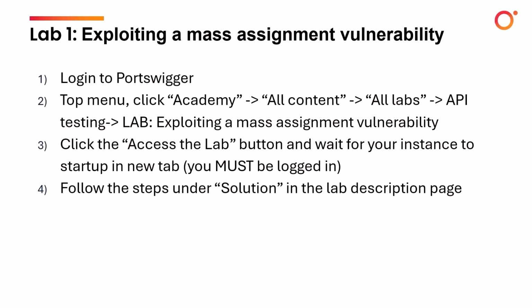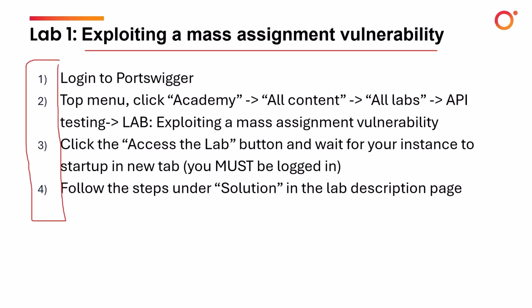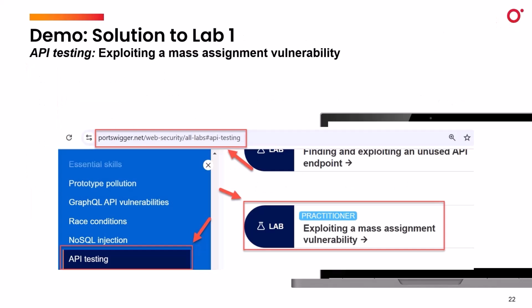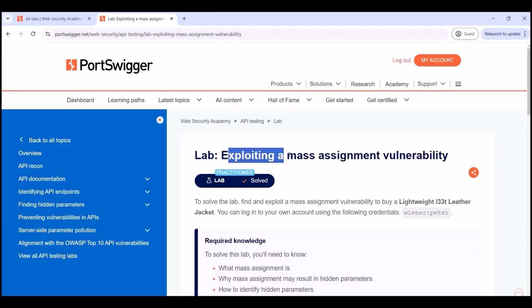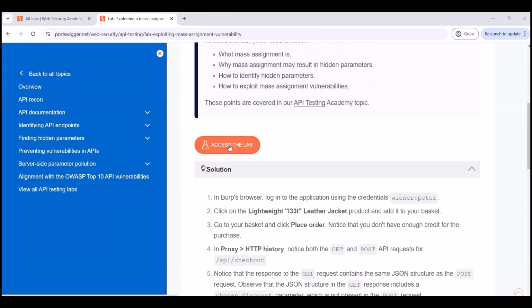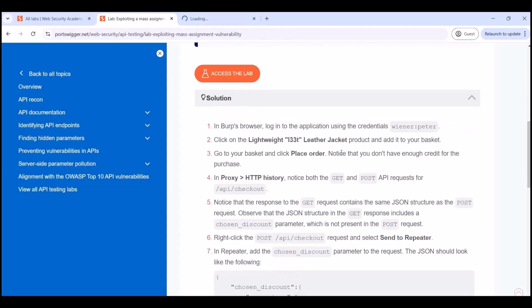The lab that you'll be doing is exploiting a mass assignment vulnerability. These are the instructions you need to follow in order to start the lab. This is the demo for your lab. Now we're going to do the lab on BOPLA, which is exploiting a mass assignment vulnerability. The first thing we want to do is access our lab by clicking the button. In the meantime, we can read through the solution.